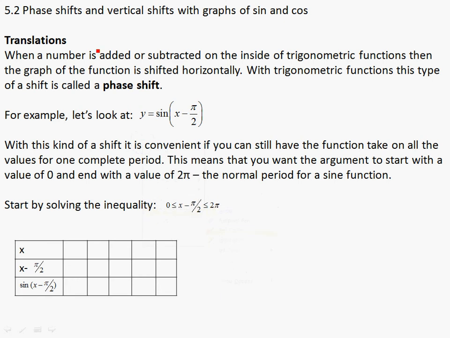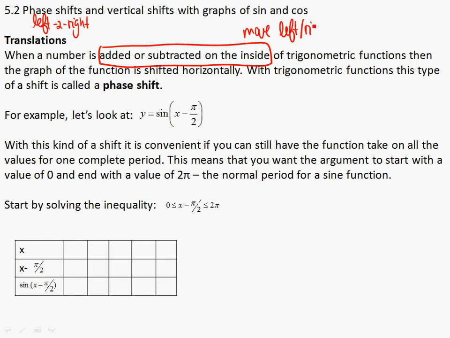The fancy name for going left to right is phase shift. This means moving it left to right, and that's a specific translation. We call that a phase shift, and the way that you do that is by adding or subtracting on the inside. When you add or subtract on the inside, this is what makes it move left or right.